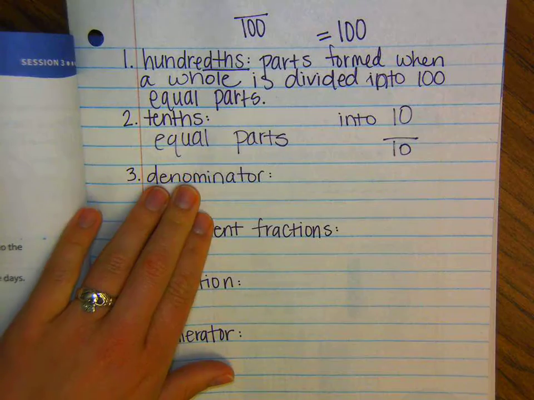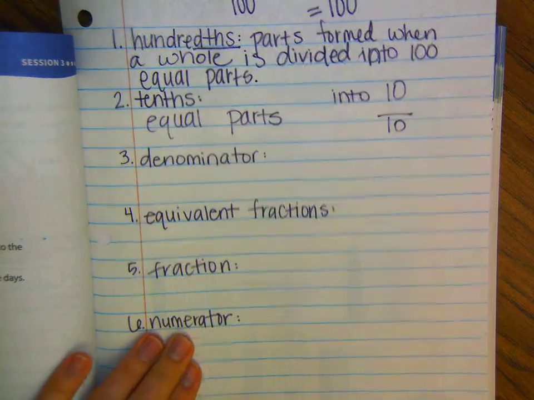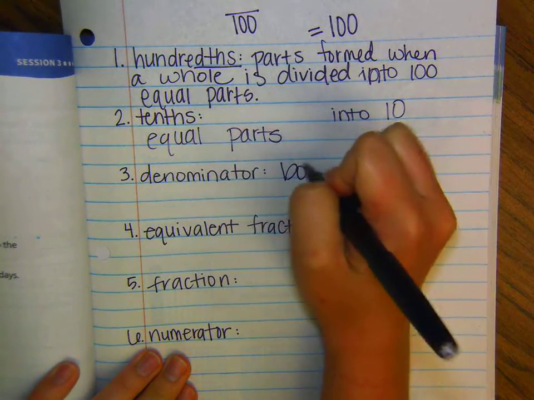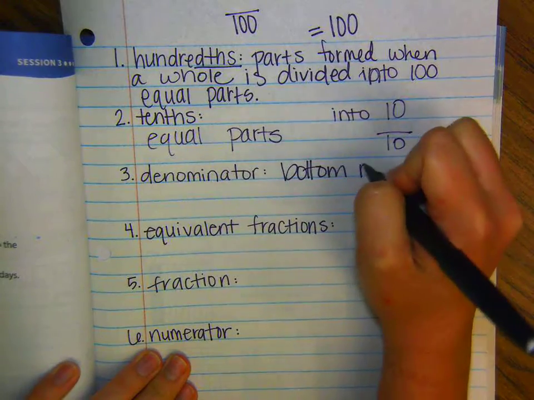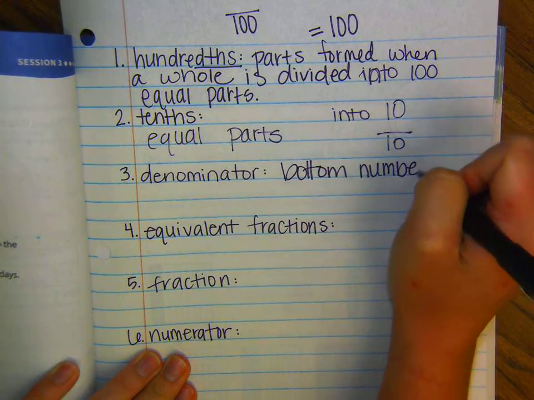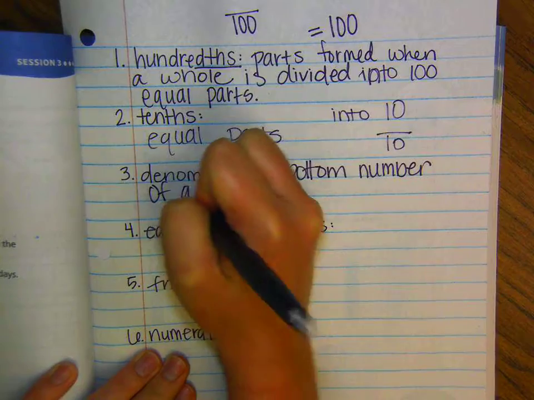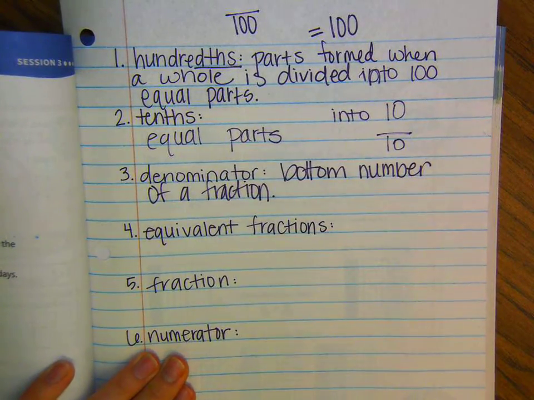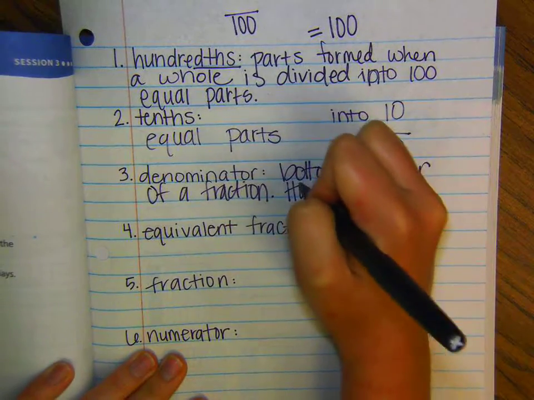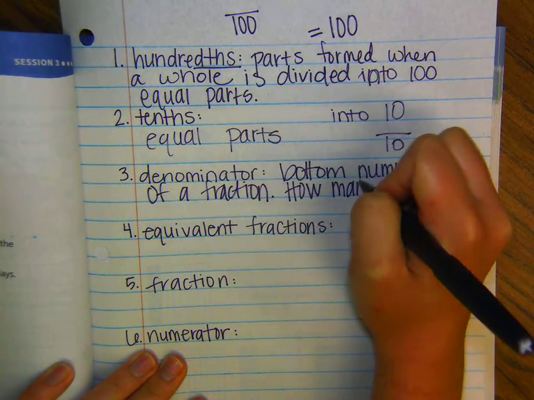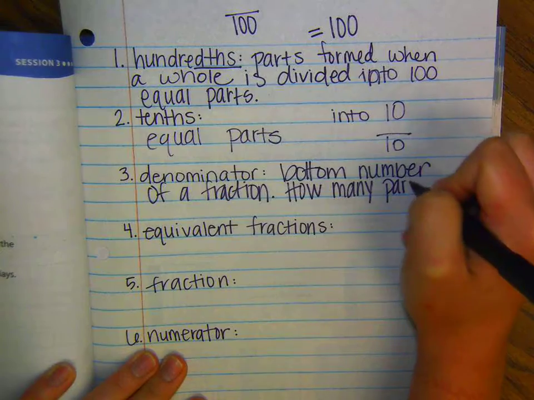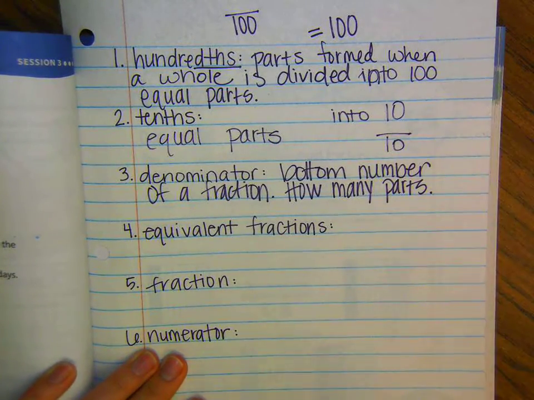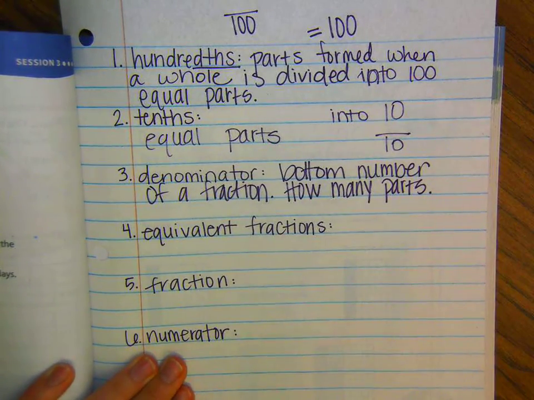Okay, denominator and numerator, we should know. Denominator is that bottom number of a fraction. And it tells us how many parts there are total in that whole. So it means how many parts. So if I have a denominator of 8, that means I have 8 equal parts in that whole.